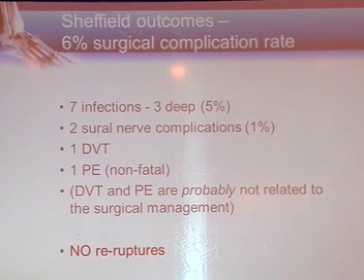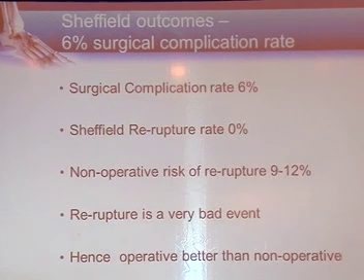What are our results? Well, we've got a 6% surgical complication rate. That's because we've got 7 infections, of which 3 were deep, all of which resolved by removing the suture material. That's a 5% wound problem. We've got a 1% sural nerve problem, and we've got marginally fewer DVTs and PEs than the Leicester group, but without a doubt not significantly so, and those DVTs and PEs are probably not related to the surgical management, and of our 140 plus patients we've not had a single re-rupture.